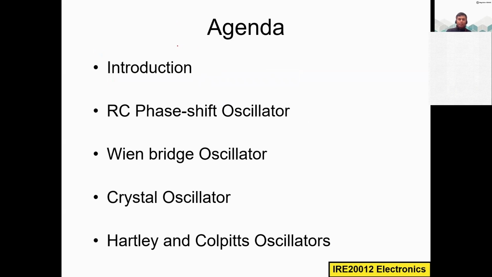This is the plan for this topic. First, I will give you the introduction. After that, we will see different types of oscillators. How can we construct the circuit for each category? So we will see RC phase shift oscillator, Wien bridge oscillator, crystal oscillator, and finally we will see LC oscillators.